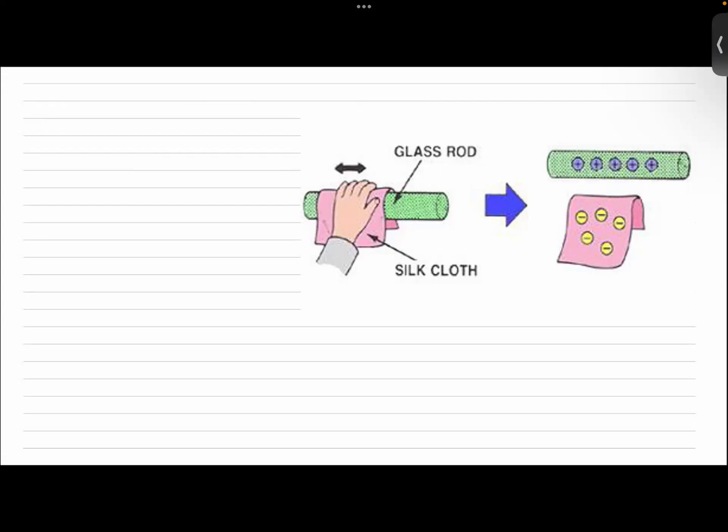Assalamu alaikum, sir. Walaikum assalam.